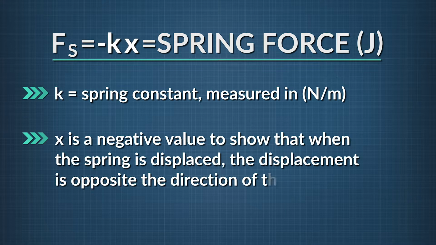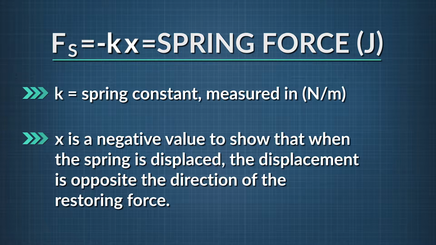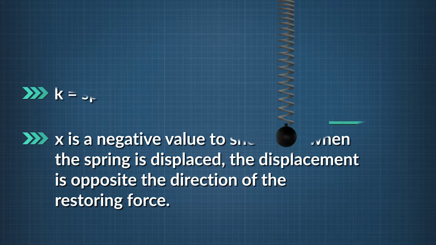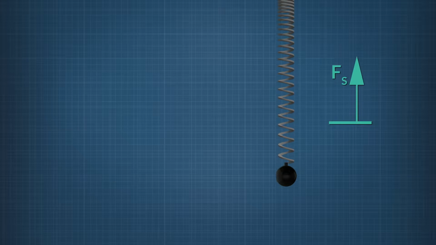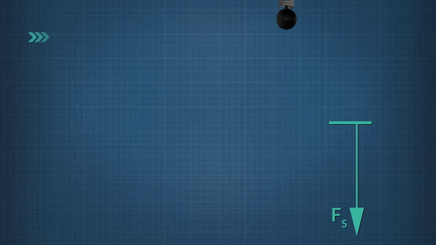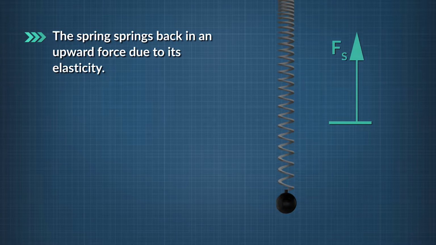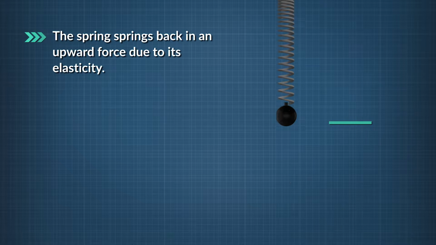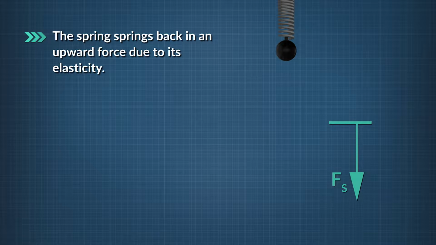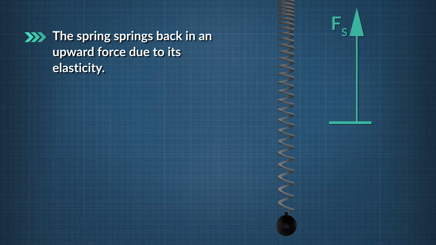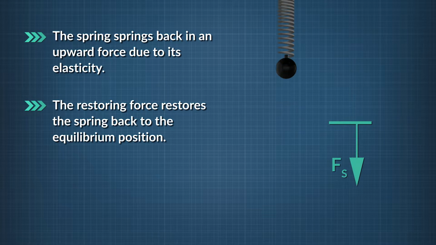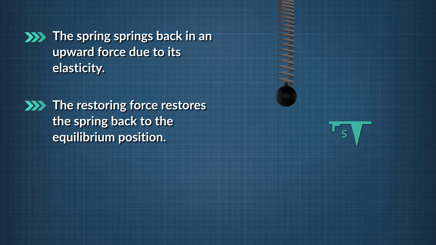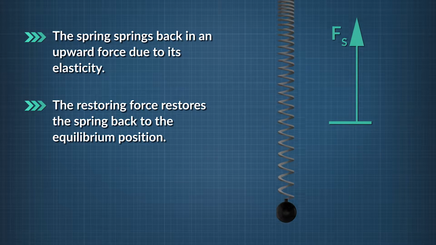The negative sign shows that once the spring is displaced by a force, for it to spring back to its equilibrium state, the force is opposite the direction of the initial displacement. So, if you pull down on a spring, the spring moves downward, but when you let it go, it springs back in an upward force due to the elasticity of the spring. That's the negative kx. This is why the spring force is also sometimes called the restoring force, because it wants to restore the spring back to the equilibrium position.